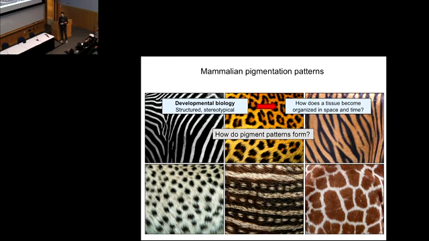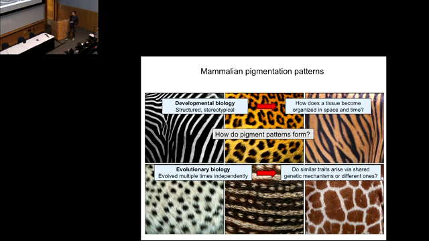In addition to this, I think they're also fascinating from an evolutionary biology perspective because they have evolved multiple times independently in many different groups. And so we can also use them to address long-standing questions in the field of evolutionary biology, such as do similar traits arise via shared genetic mechanisms or different ones? So on this other level, on the evolutionary biology level, I'm interested in understanding how do these patterns evolve.